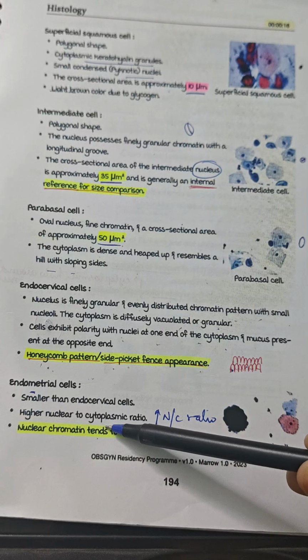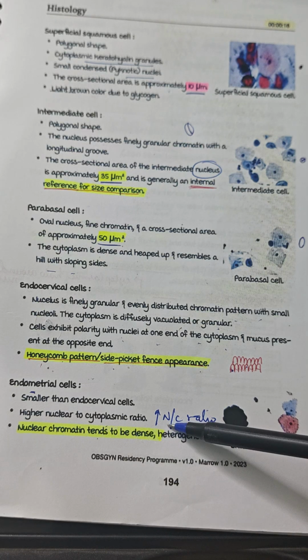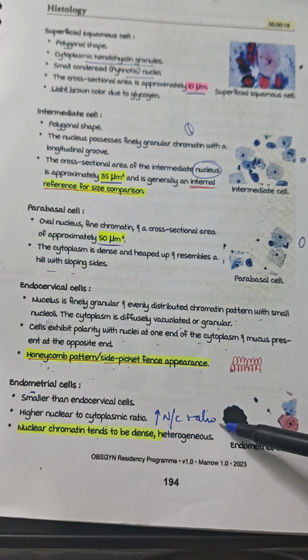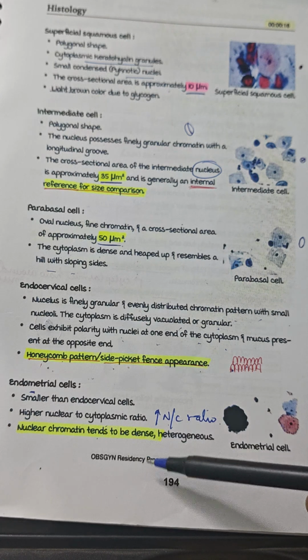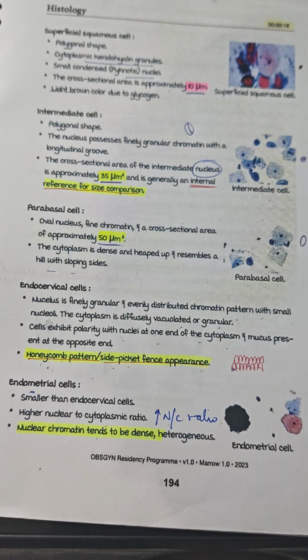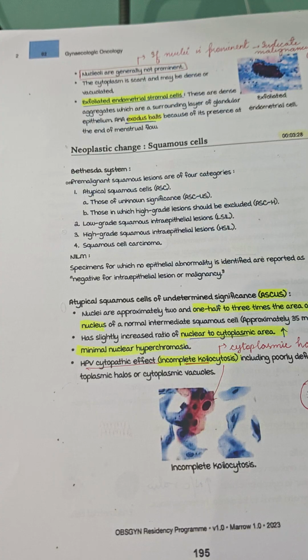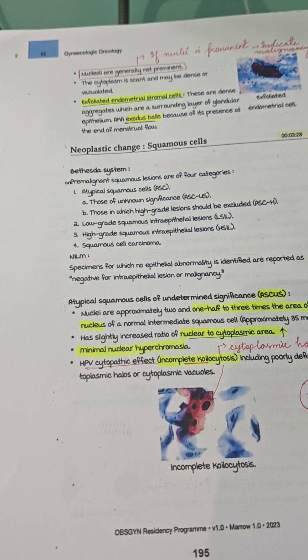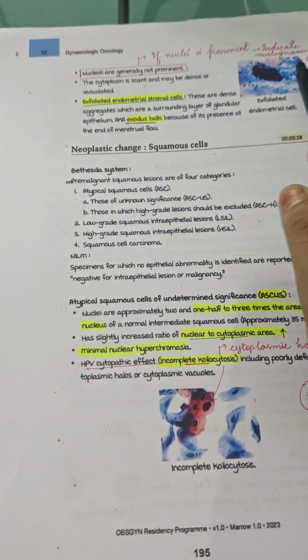Endometrial cells are smaller than the endocervical cells and they have a high nuclear to cytoplasmic ratio. The nuclear chromatin is dense and heterogeneous. So the nucleus of endometrial cells is heterogeneous and dense, while nucleoli are generally not prominent. If the nucleoli are prominent, it indicates malignancy.